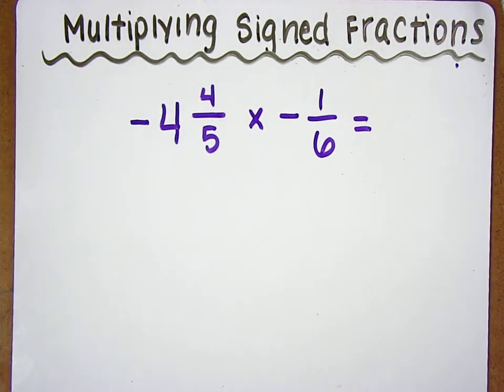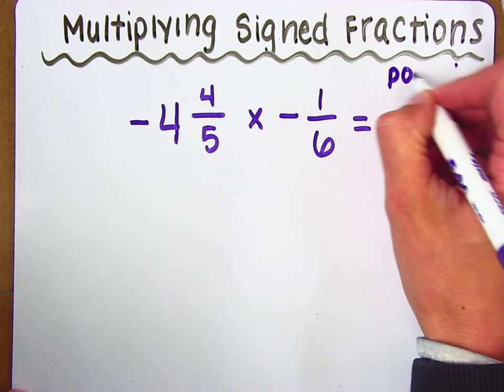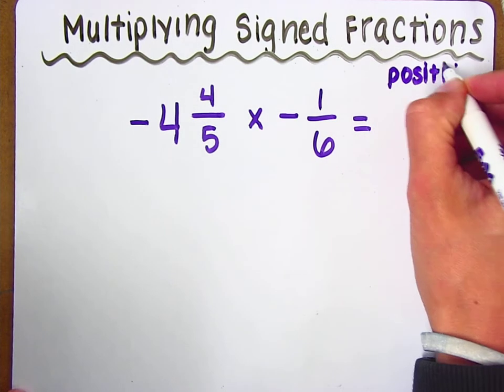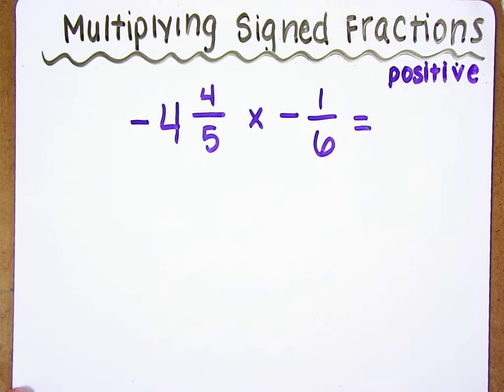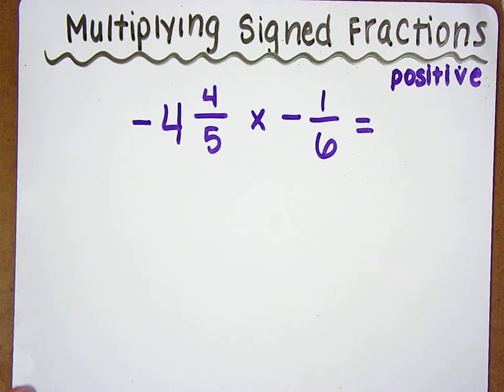The first question that I want to ask myself is, how many negative signs do I see? Because I see 2 negative signs in my problem, and I know 2 is an even number, I know the answer is going to be positive. So I'm going to make myself a note that my answer is going to be positive. This way I know to go back and check to make sure at least I have the sign correct on my answer.